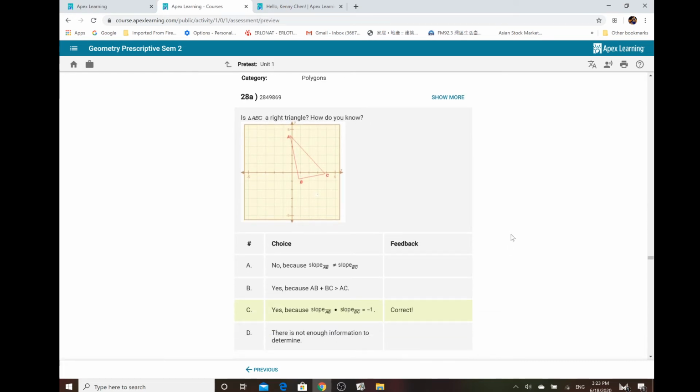And for 28, in triangle ABC, a right triangle, how do you know? So if that's a right triangle, that means two line segments must be perpendicular. As you can see, AB and BC here, if you just find the slope, you'll see that they're considered negative reciprocals. So yes, because the slope of segment AB times the slope of segment BC equals -1. So this one shows the negative reciprocal relationship. So the answer is C.